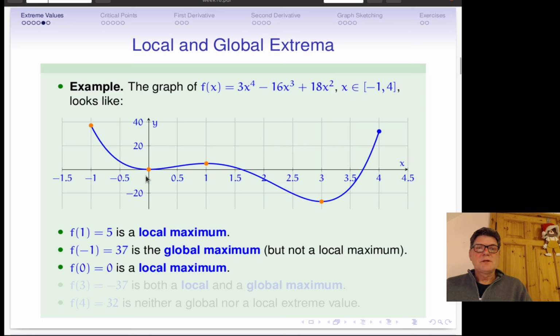f of 0 equal to 0 is a local minimum. This should be clearly a minimum. This is smaller than every value nearby, and same for the value at 3, which turns out to be -37.